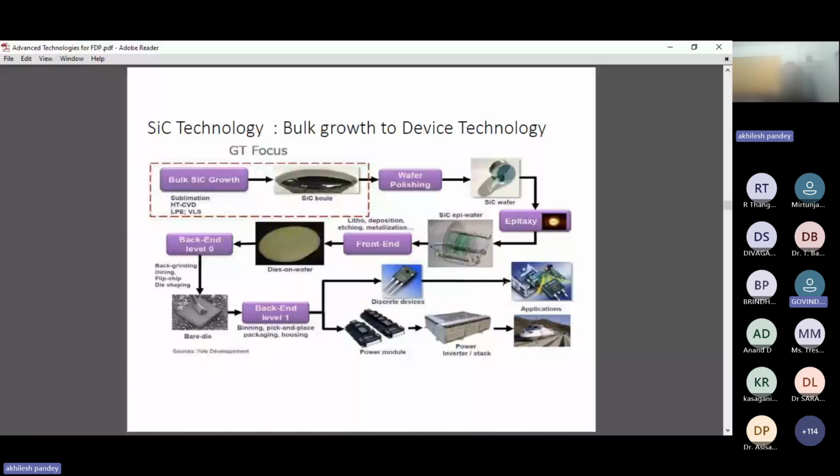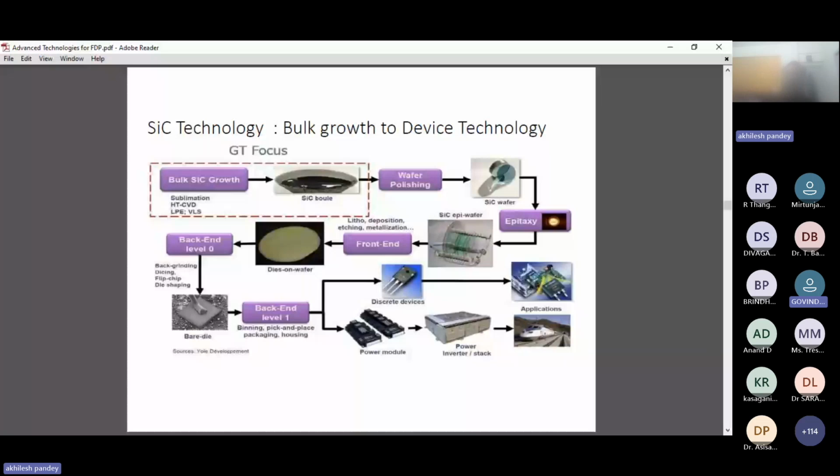In the processing: lithography, deposition, etching, metallization. This is the front end process. Then dies on the wafer. Then back end process: back grinding, dicing, flip chip, die shaping. Then back end labeling. After that, the device packaging, which is basically either discrete devices or power modules. Discrete devices have various applications, and power modules, power inverters and stacks can be used in high speed bullet trains also.